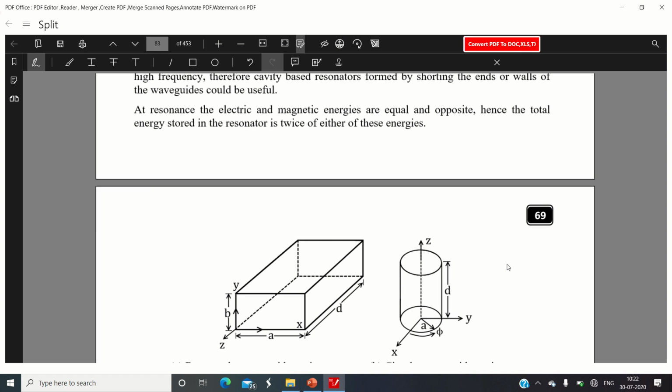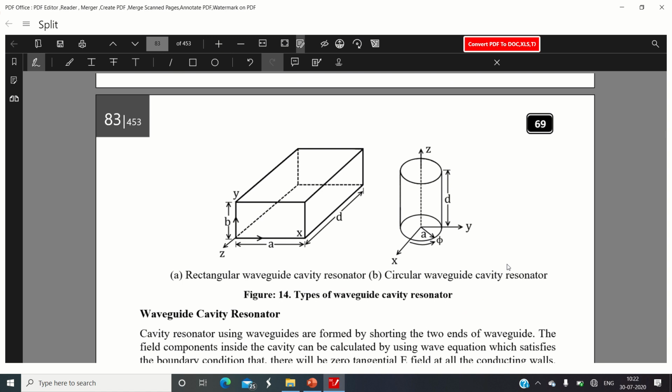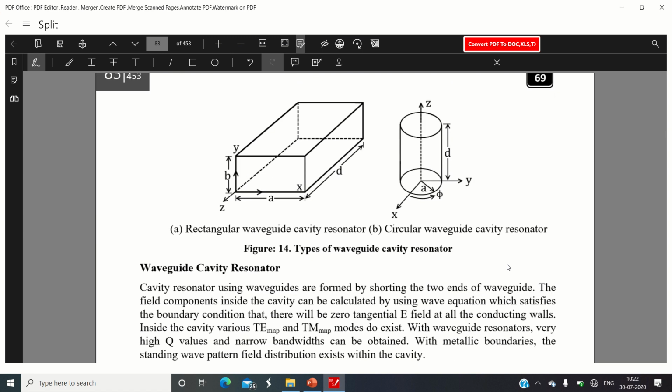Normally, resonators constructed using a waveguide will provide us minimum loss, and that's why rectangular cavity based resonators are popular in applications. Two such configurations of resonators are shown over here. What we observe is that the resonator is nothing but a waveguide which is terminated at the length indicated along the z direction.